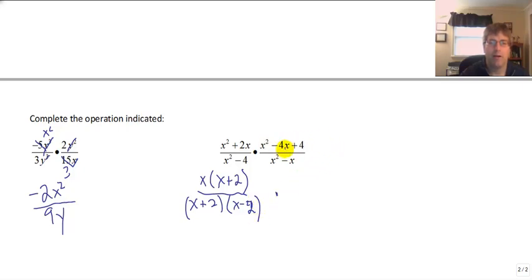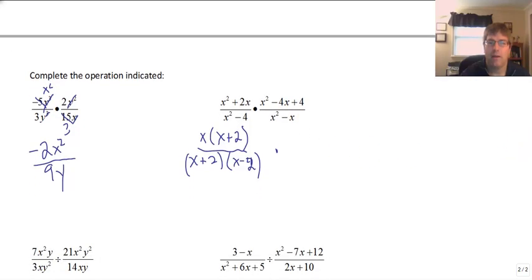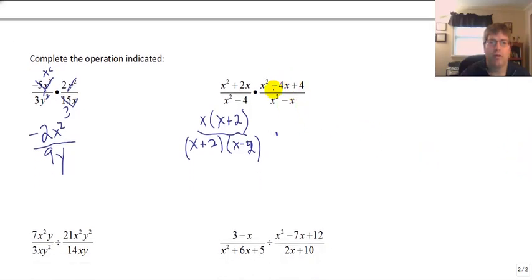Times my numerator here, x squared minus 4x plus 4, is a perfect square trinomial. That's a squared minus 2ab plus b squared, so it's x minus 2 quantity squared. I have 2 factors of x minus 2. And in the denominator, I'll factor out an x, and I get x times x minus 1. So now I can go ahead and begin simplifying.